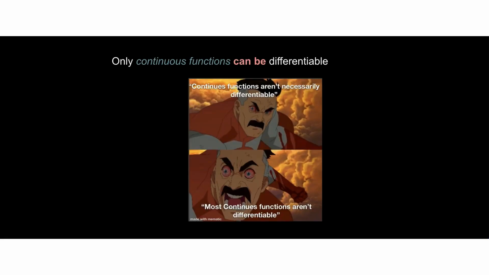But not all functions are differentiable. Only continuous functions can be differentiable. Why? Because if a function has an asymptote, then when approaching that asymptote, values either approach infinities, positive and negative, or infinitesimals, like 0.